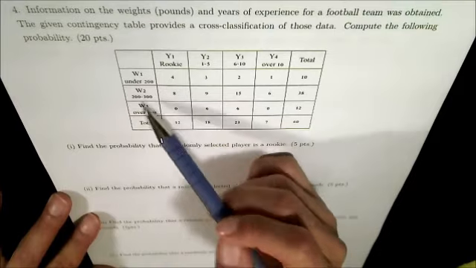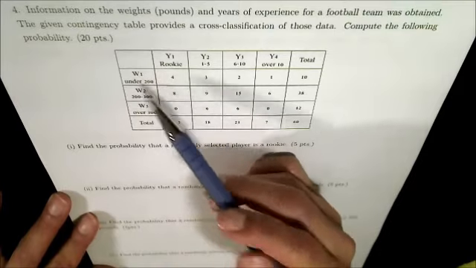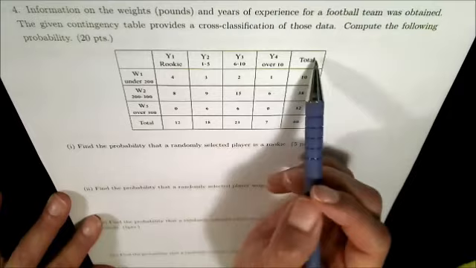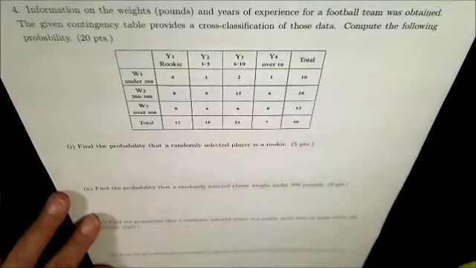The first column is weight, right? The first row is showing the years of experience.